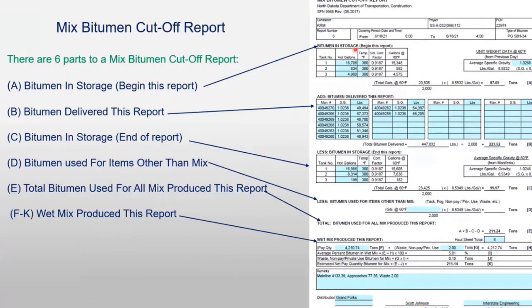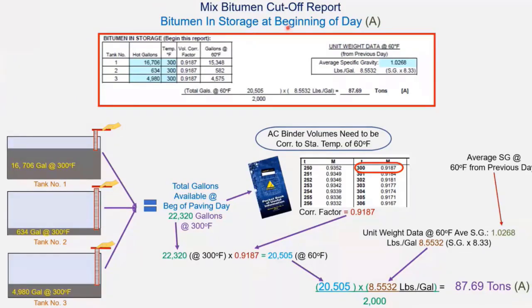I broke it down in segments here, and I'm going to talk about each one a little bit. The first one is the beginning of the day. The contractor is going to want to, as I mentioned earlier, stick the tank, and that tells them how many hot gallons they have. A lot of plants have several tanks, and they want to get readings from all of them. This is the first section of the cutoff report.